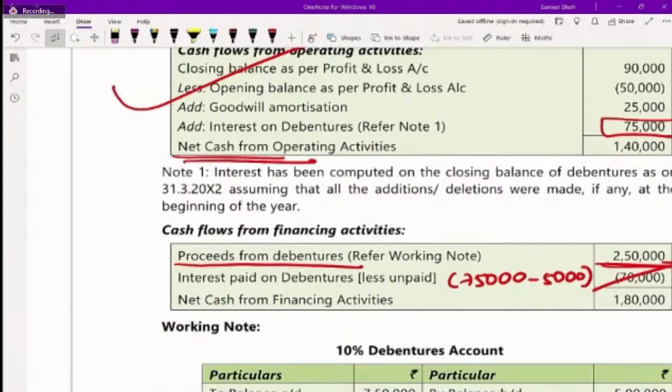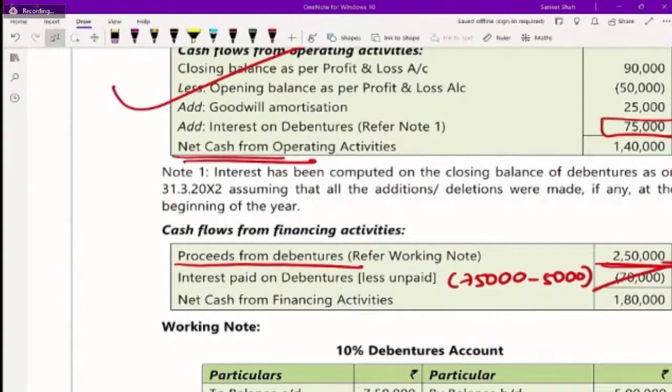Interest accrued will be added in the operating activity, but interest paid will be deducted from financing activity. Very good, Isha Jaiswal. तनिष्का लिख रही है सर पेमेंट इज फाइनेंसिंग एक्टिविटी ऑफ 70,000, 5,000 unpaid, while accrued is 75,000, which is added back to calculate operating profit. अरे मुझे क्या एक्सपेक्ट था, 75,000 we are eliminating. Why?